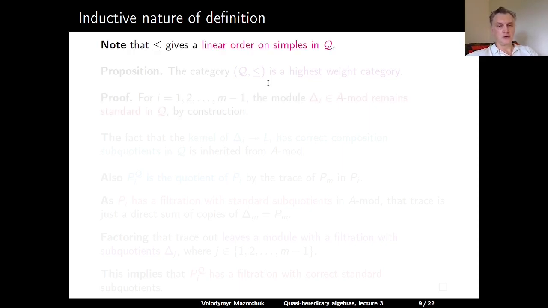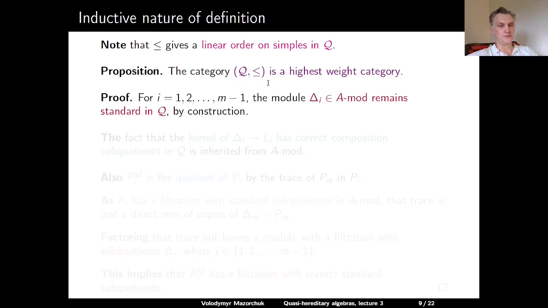First of all, of course, our fixed linear order on L1 and so on Lm induces a linear order on L1 and so on L(m minus 1). It just restricts to a linear order on simples in our smaller category Q. Proposition: the category Q, with respect to this restricted linear order, is a highest weight category. Proof: take I between 1 and m minus 1. So this is the indexing set of simples in Q.